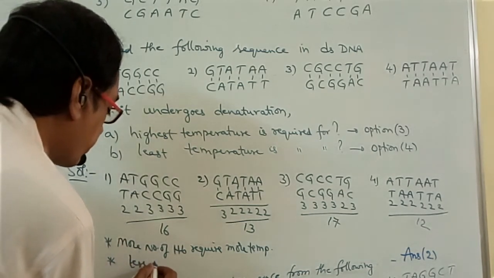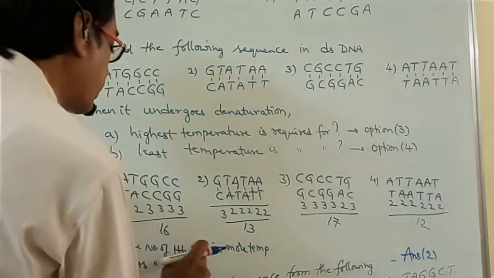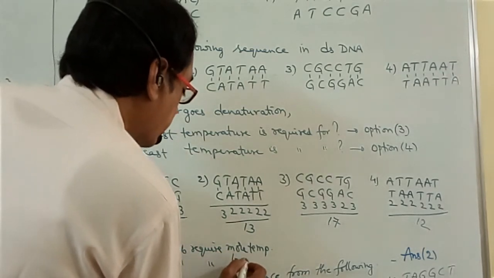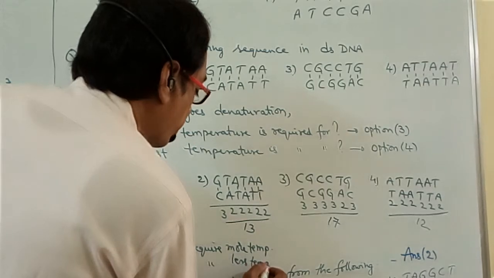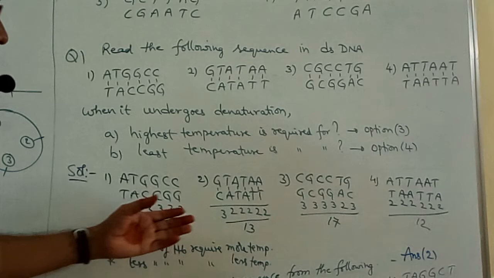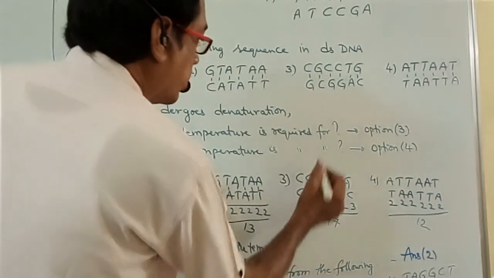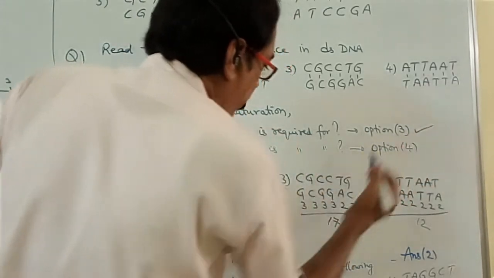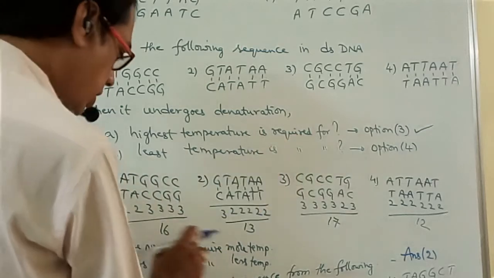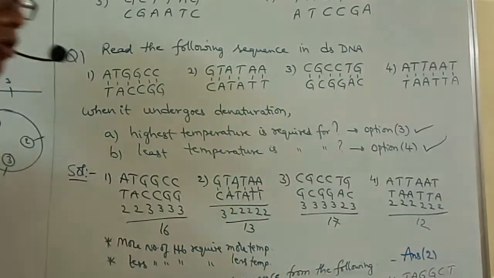Fewer hydrogen bonds require less temperature. So what is the highest temperature required for? Where is the greatest number of hydrogen bonds? 16, 13, 17, 12. So that is option 3, 17 hydrogen bonds. Next, least temperature is required for, least means this one, option 4. Like that we have to calculate.